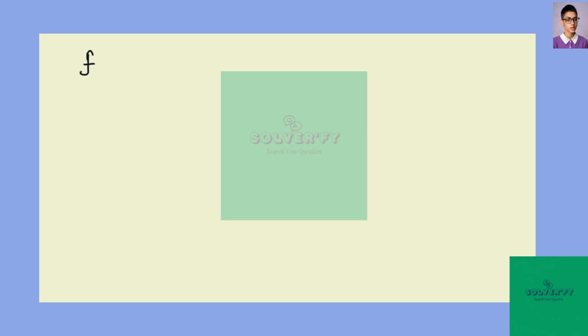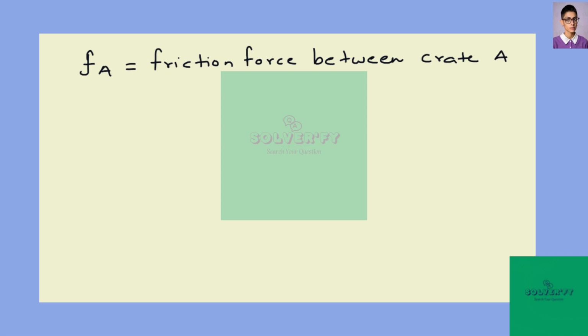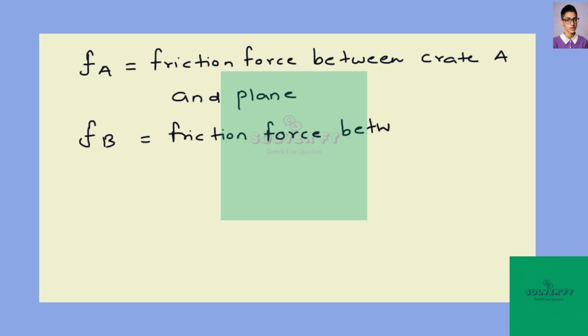Now solving further, we can write FA is the friction force between crate A and the plane, and FB is the friction force between crate B and the plane.